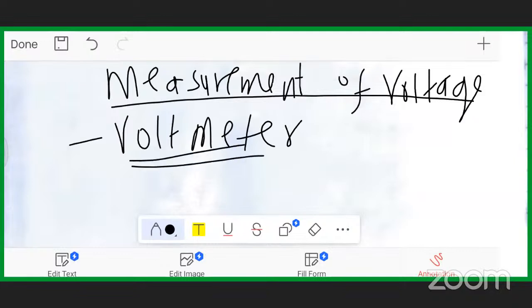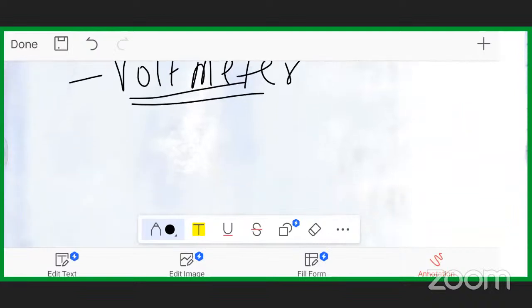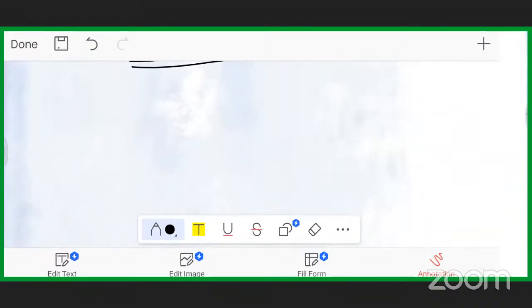It's a voltmeter. Actually, the idea of voltmeter and ammeter, there's a concept they're using: the concept of electromagnetism, magnetic field. There are some coils that move around, but you can check on that, the principle through which they work. But a voltmeter is the device that we use to measure the voltage.